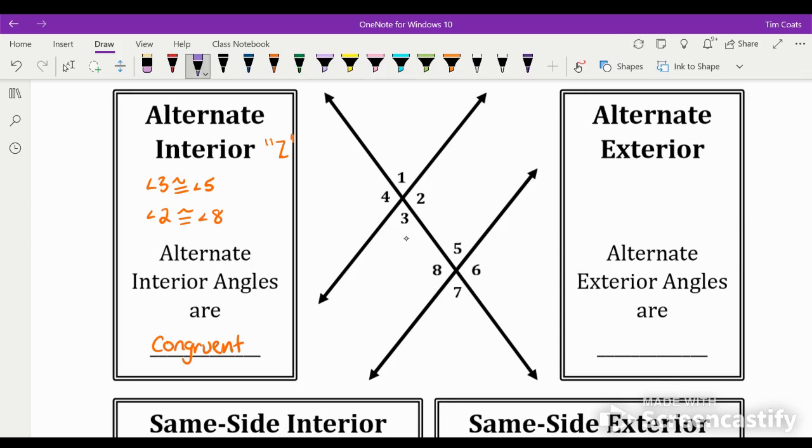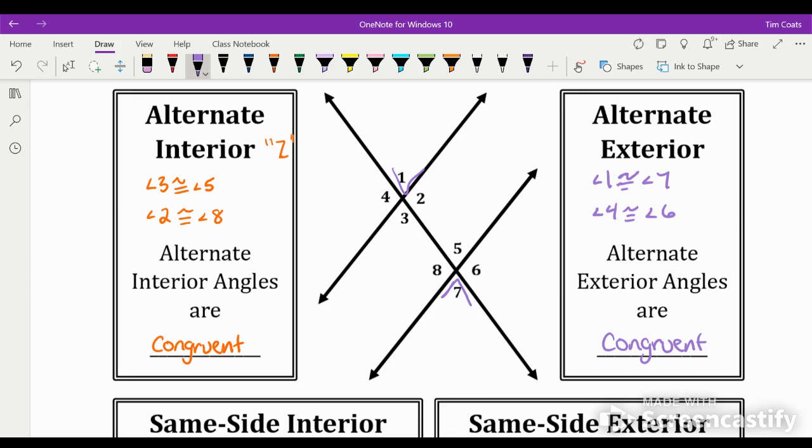Let's then take a look at another one, alternate exterior. Alternate exterior didn't have the shortcut of us highlighting them, but for example, 1 and 7 would be alternate exterior, and those are also congruent. So angle 1 is congruent to angle 7. We also know angle 4 is congruent to angle 6. So those are all congruent, as we see, 1 is congruent to 7, 4 is congruent to 6.